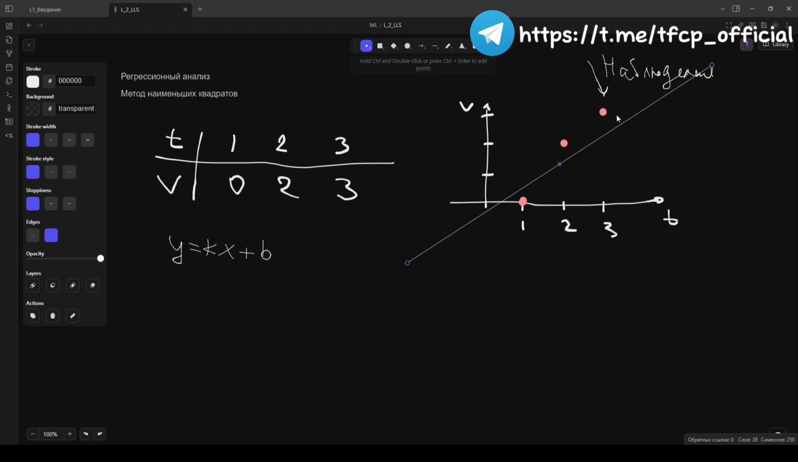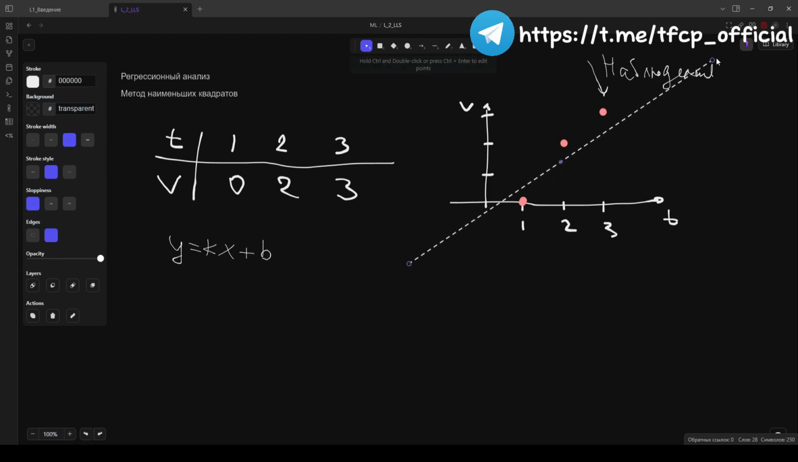But here we see quite obviously that it is impossible to draw a line so that it passes through all 3 points. You can draw a line through any 2 points. For example, through these 2 the line passes, but it misses the third one. Similarly, you can draw a line through these 2 points, but it will miss the third one. Accordingly, the line will pass somewhere approximately in the middle, somewhere around here.